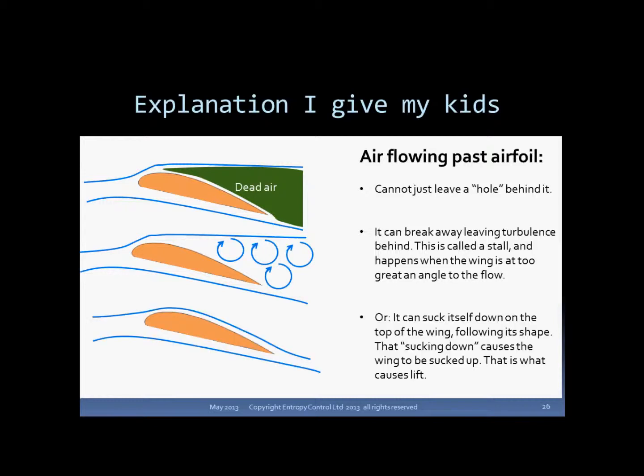Or if the wing is at a fairly low angle to the oncoming air, below about 15 degrees, then the flow can stick to the back of the airfoil and leave it smoothly from the trailing edge. This is what happens when the angle of the wing is less than about 15 degrees. The air bends itself down and sucks itself onto the top wing surface. The sucking down of the air sucks the wing up, causing lift. The tendency of air to follow a curve is called the Coanda effect, but I don't expect them to remember that.